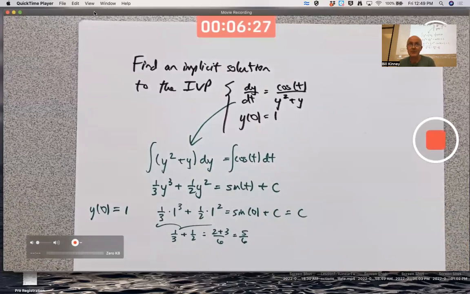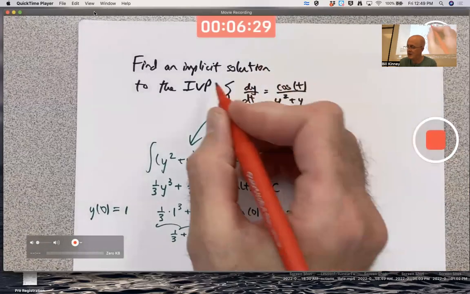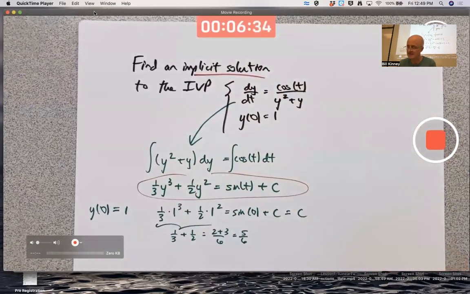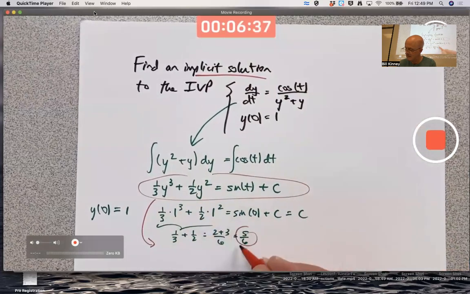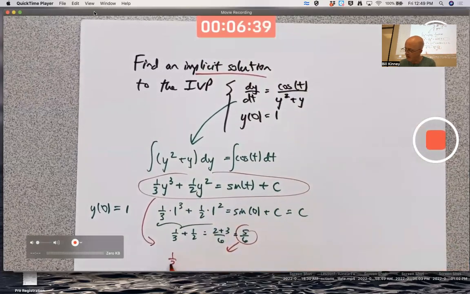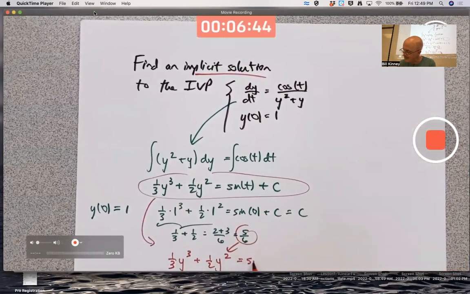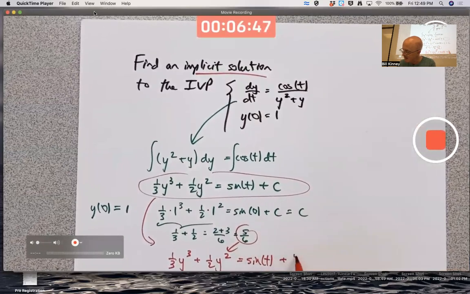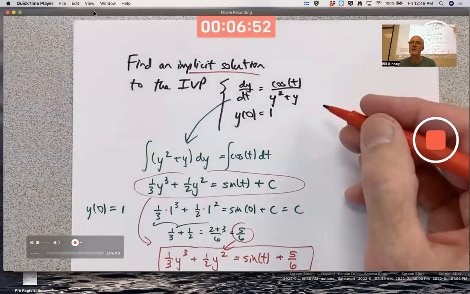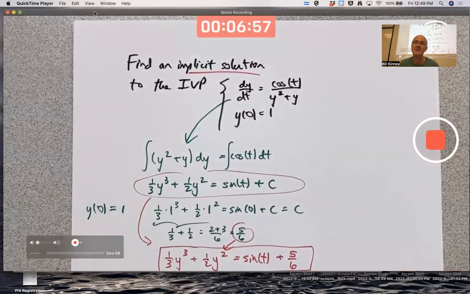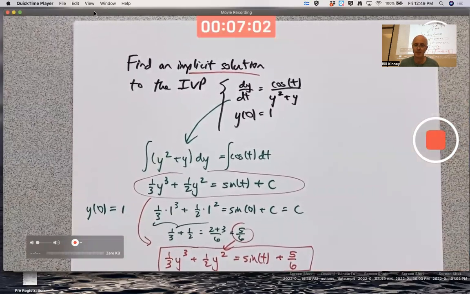So the final answer, and this really is the final answer for an implicit solution, is just to write this equation again, replace c with 5/6. So we get 1/3 y cubed plus 1/2 y squared equals sine of t plus 5/6. That would be an implicit solution of this differential equation. We call it implicit because we haven't explicitly solved for y as a function of t. When you do solve for y as a function of t, that's called an explicit solution.